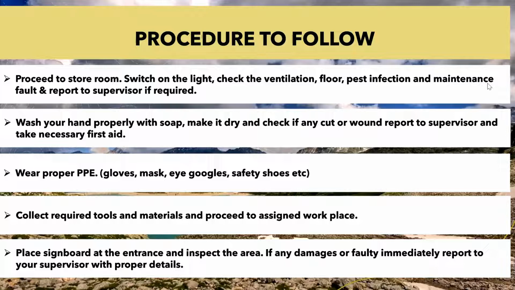Then you can wear your PPEs like gloves, mask, eye goggles, safety shoes, etc. Then you have to collect all your materials and machines and proceed to your workplace. Once you reach your work area, you need to place your signboard at the entrance of the area, and you need to check the surrounding. Where you are working, you need to check the area, and if there are any damages or faults, you need to report to your supervisor.